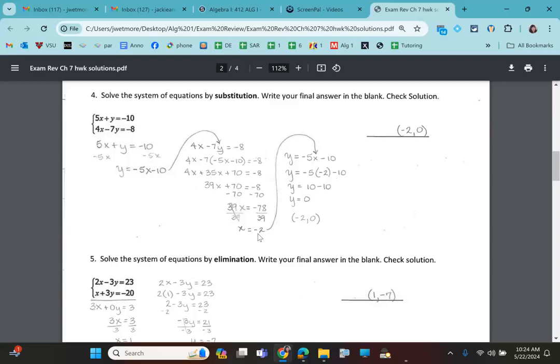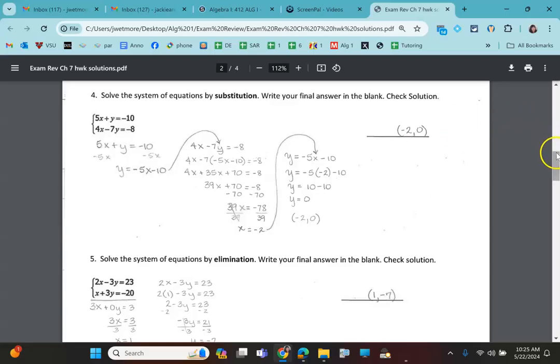So once I know x, how do I find y? I plug it back in, and you can plug it back into this equation or this one, but this is going to be the easiest one. So that's what I used over here. And we just found out that x was -2, so let's put -2 right here. So that would be -5 times -2 minus 10. So -5 times -2 is positive 10. 10 minus 10 is 0. So there's my solution, (-2, 0), that I write as an ordered pair in my answer blank.